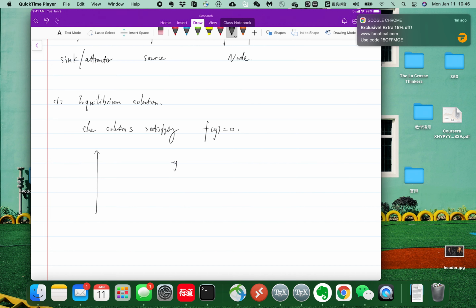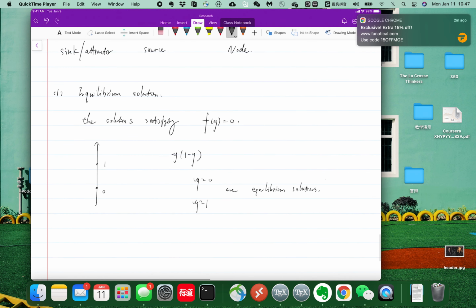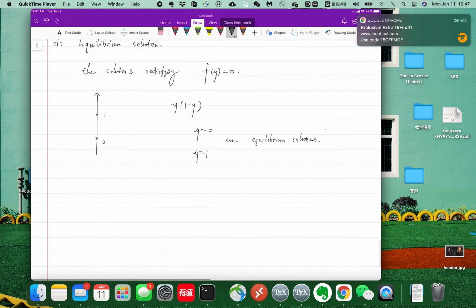Okay, if we take y(1 - y), we can easily see the equilibria: y equals 0 and y equals 1 are equilibrium solutions. They are very special. Okay.